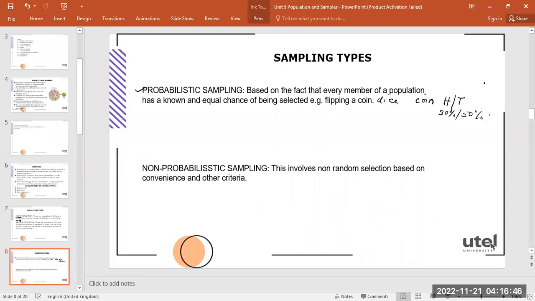In the case of non-probabilistic sampling, it's a sampling that does not involve a fair chance. This involves a non-random selection based on convenience and other criteria, as we shall see in the course of our study. Now, I want us to quickly see, under probabilistic sampling, some of the different methods that fall under it. The first type of sampling methodology under probabilistic sampling is referred to as simple random sampling.